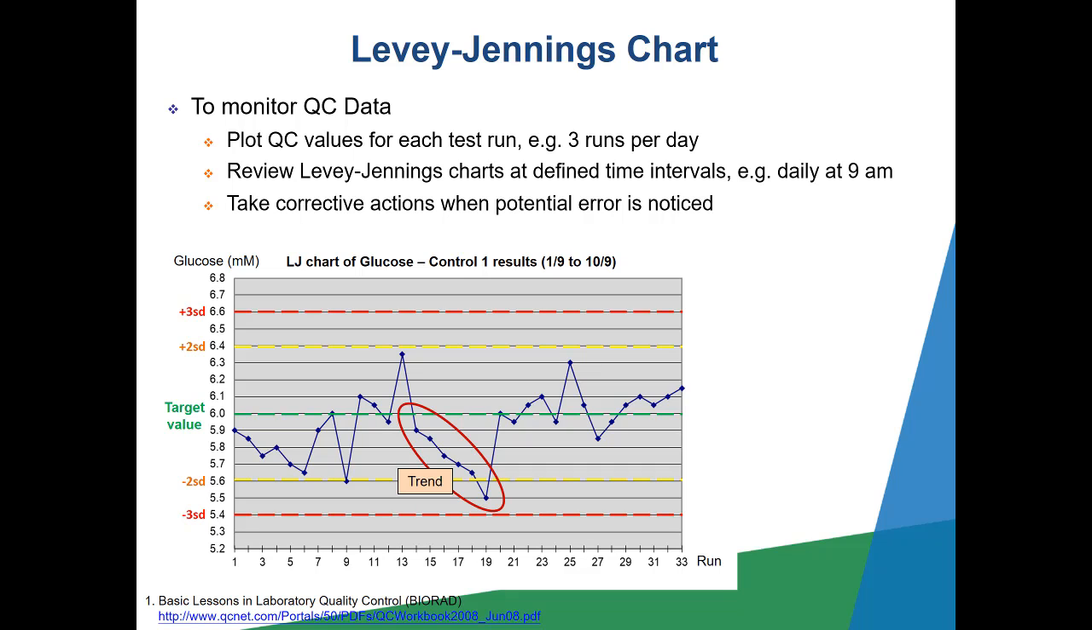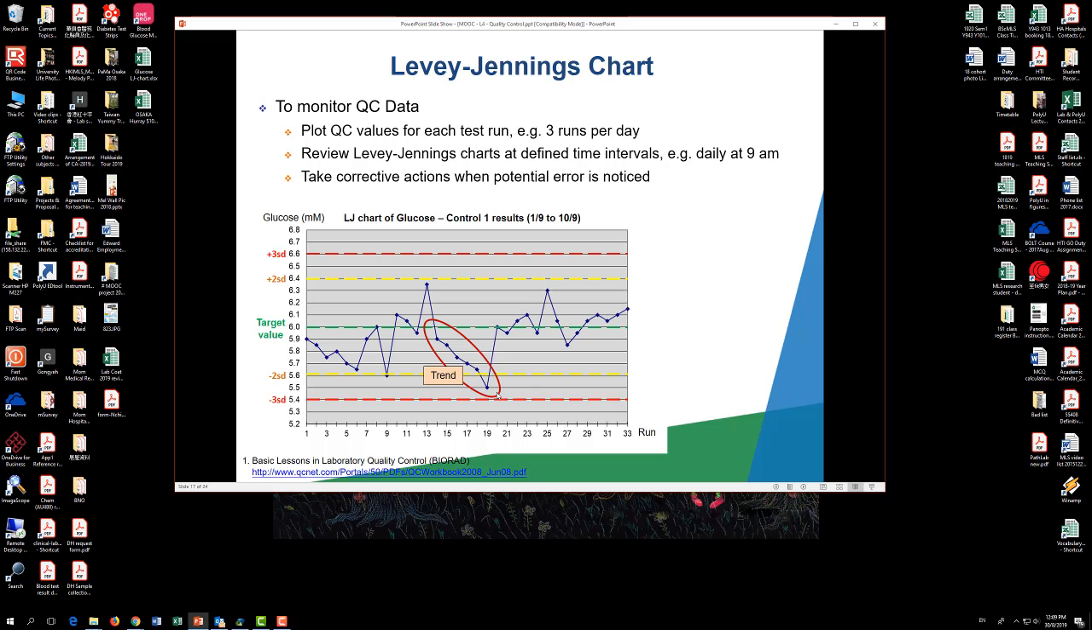For example, in this case, the MLT may find that there is a dropping trend of measurements, and the results drop out of 2 standard deviations. So corrective action has to be taken. Medical technologists will do some corrective actions to bring the performance of the assay back to meet the target value.